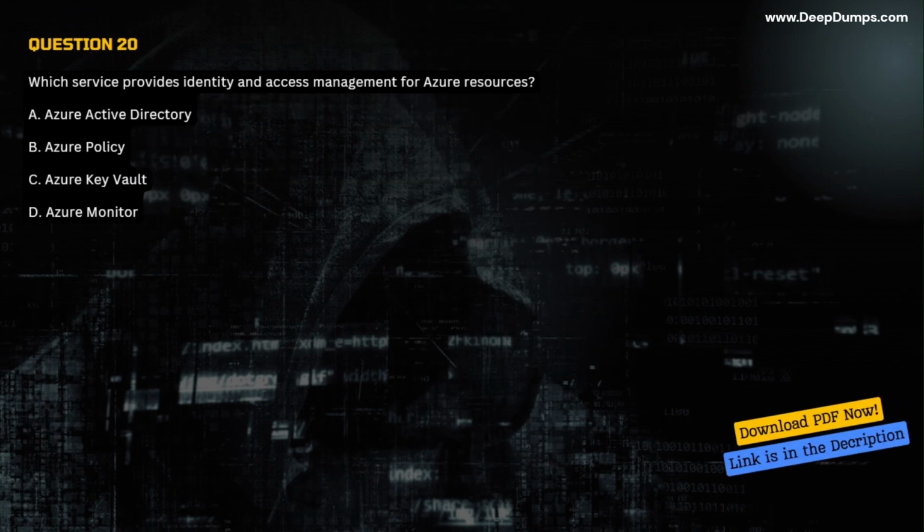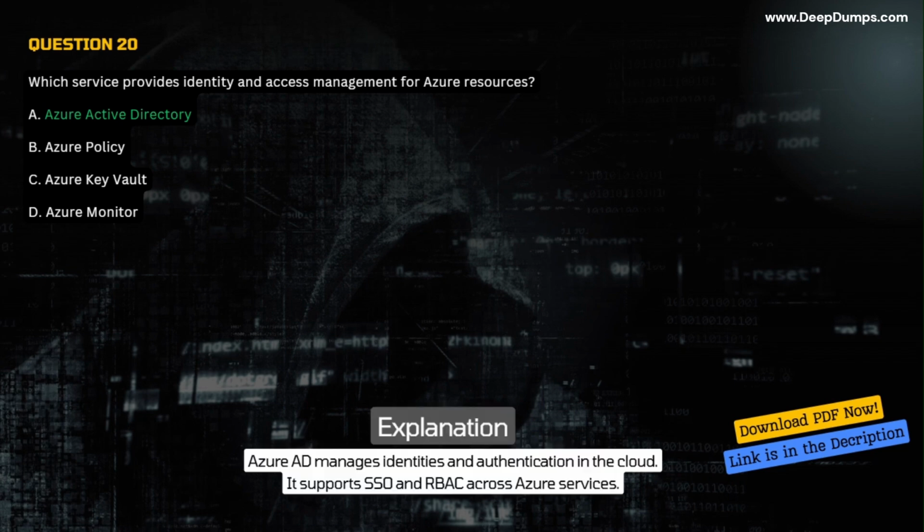Question 20. Which service provides identity and access management for Azure resources? A. Azure Active Directory. B. Azure Policy. C. Azure Key Vault. D. Azure Monitor. Correct answer A. Azure Active Directory. Explanation. Azure AD manages identities and authentication in the cloud. It supports SSO and RBAC across Azure services.